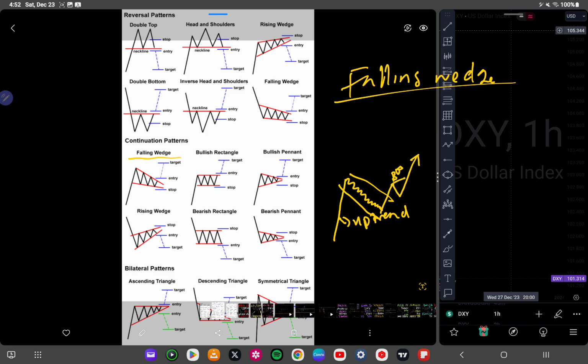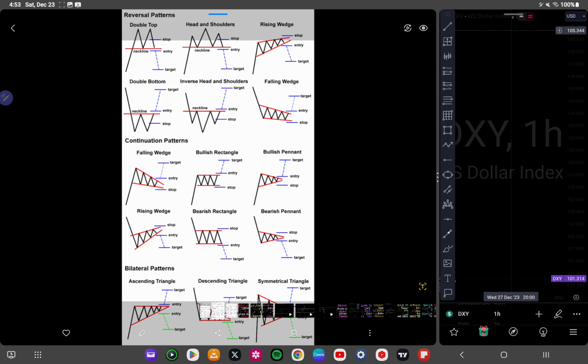So this is a continuation trend, right? We see that we are pushing to the upside. It came as a falling wedge, meaning it falls a little bit, broke the trend line, retested the trend line, right? And continued to push to the upside, and we still continue to push to the upside. So that is why we call it a continuation pattern.